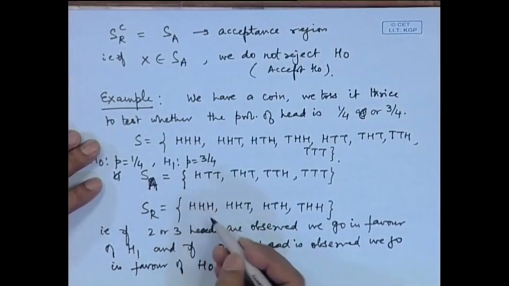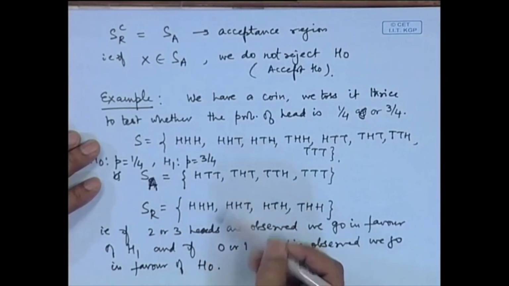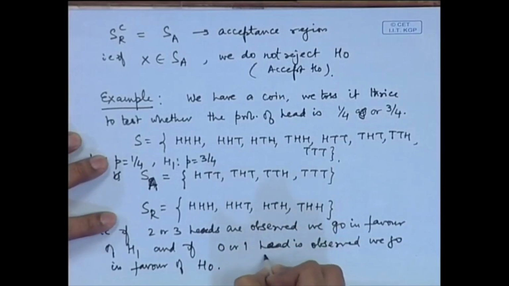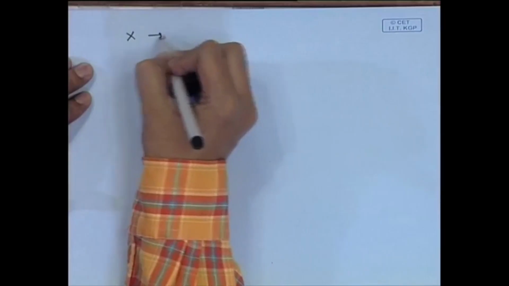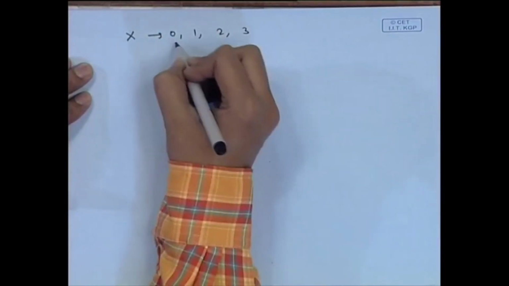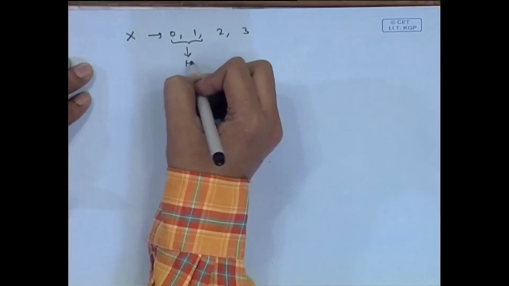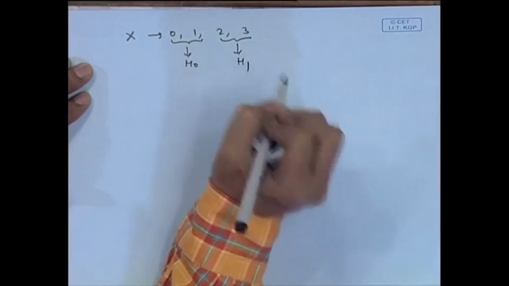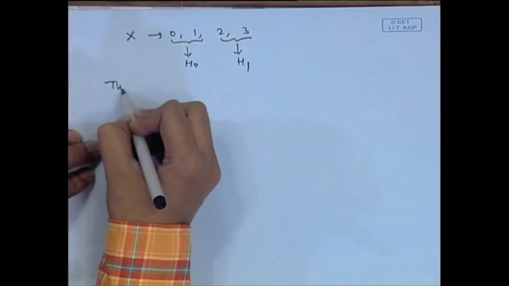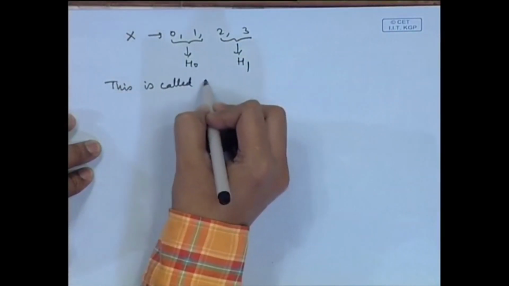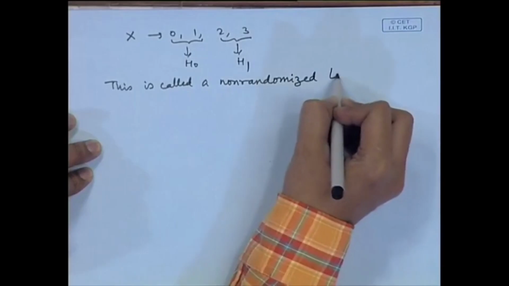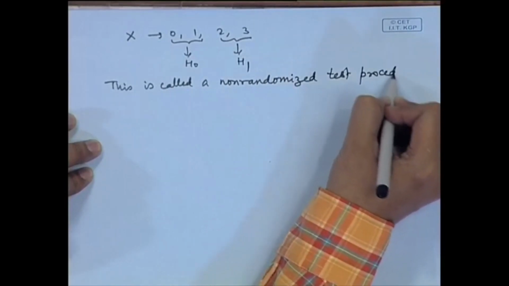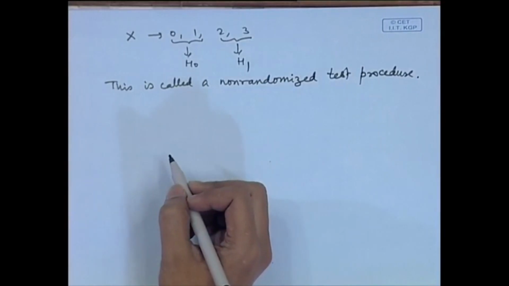The test procedure seems to be quite simplistic in nature. Suppose I am saying x is the number of heads. So, the possible values of x can be 0, 1, 2, 3. We are associating the values 0 and 1 with H naught and 2 and 3 with H 1. So, this is called a non-randomized test procedure for this particular hypothesis testing problem.